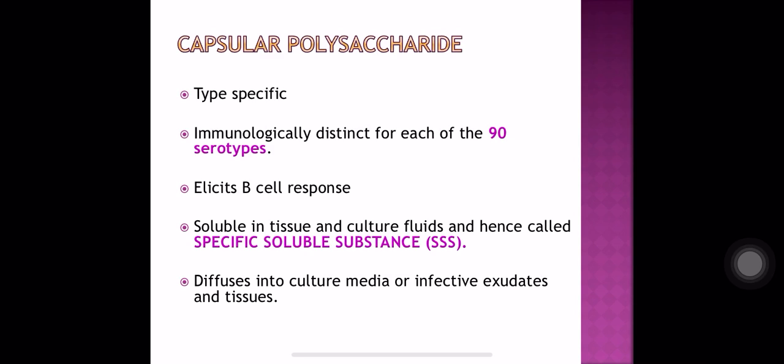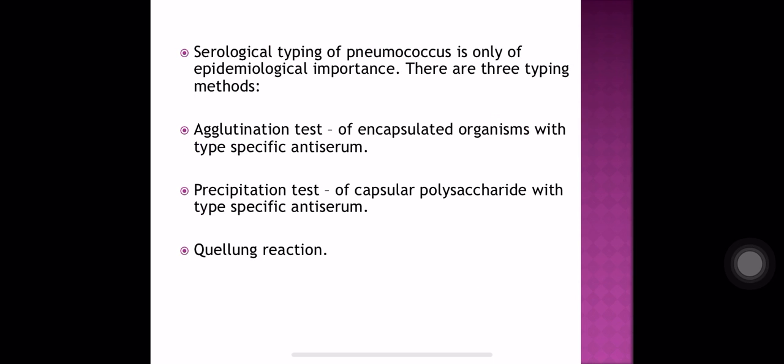It elicits a B cell response. The capsule of the pneumococcus is also known as specific soluble substance, as it is soluble in tissue and culture fluids. It diffuses into culture media or infective exudates and tissues. Serological typing of pneumococcus is only of epidemiological importance.